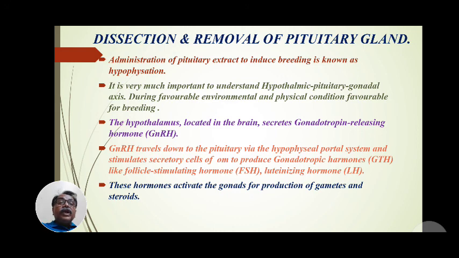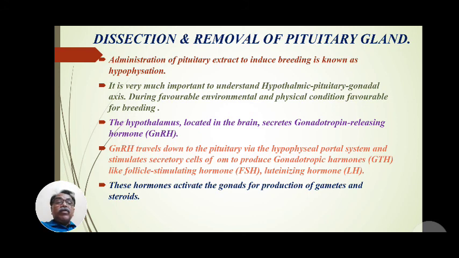Gonadotropin releasing hormone travels down to the pituitary via the hypophyseal portal system and stimulates secretory cells to produce the gonadotropic hormone, that is GTH. GTH means gonadotropic hormone. Which are the gonadotropic hormones? That is follicle stimulating hormone in female fish and luteinizing hormone in male fish. These two hormones are called gonadotropic hormones.